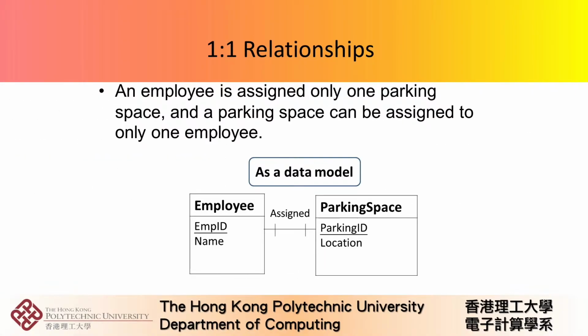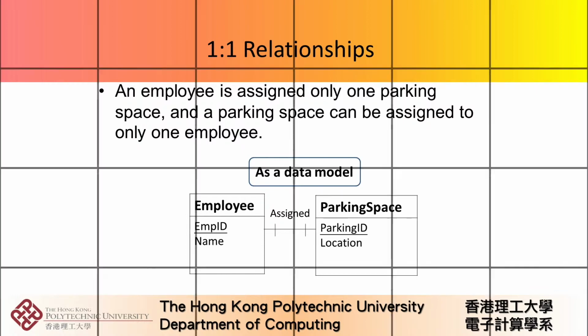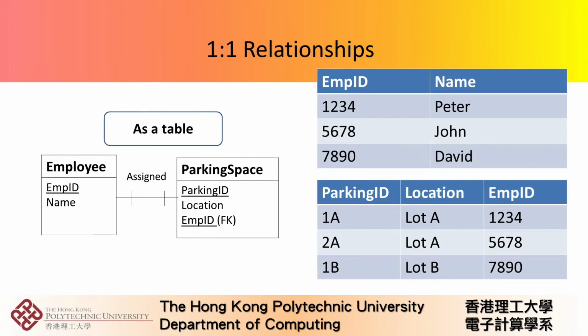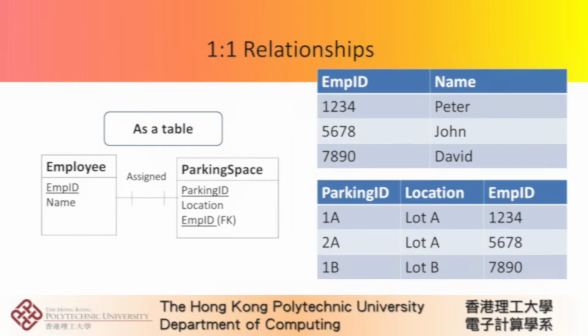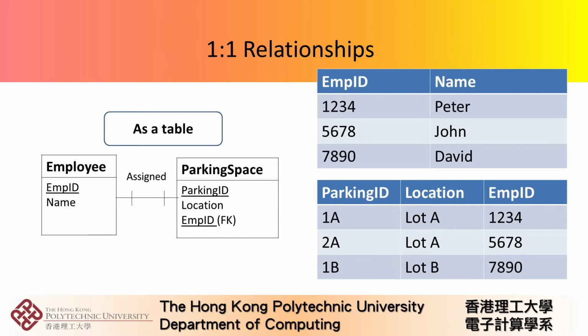In this example, an employee is assigned only one parking space, and a parking space can be assigned to only one employee. This ERD diagram is a data model. However, when the ERD diagram is converted to a table, the primary key for the entity employee should be the foreign key for the parking space entity. The table should be shown like this.